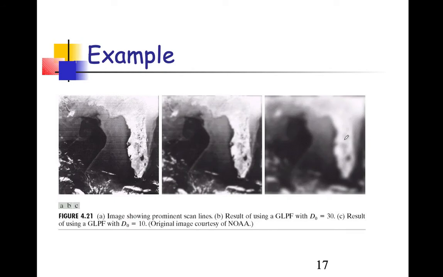In the same way, this is also an example of the Gaussian low pass filter with D equal to 30 and with D equal to 10.